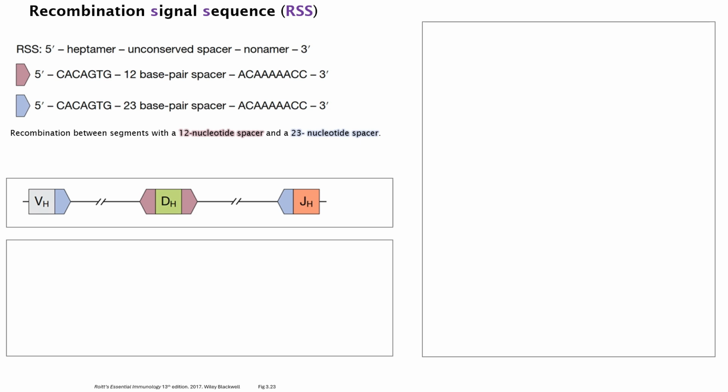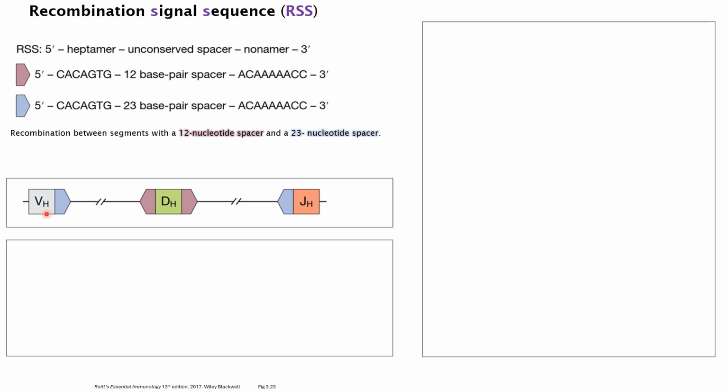Attached to each of these segments, in fact flanking each of these segments, are recombination signal sequences, and these are basically composed of an unconserved spacer, and on one side a heptamer, and on the other side a nonamer. Nonamer means 9, heptamer means 7 nucleotides. And there are two types, one with a 12 base pair spacer and the other with a 23 base pair spacer. So the sequence doesn't matter here. However, the size does.